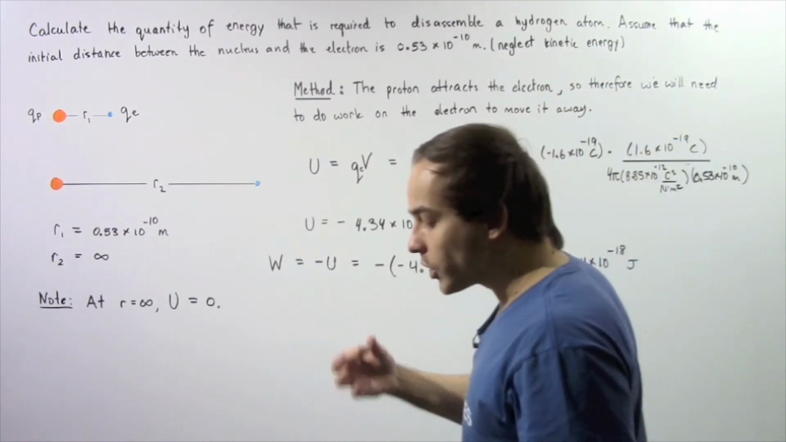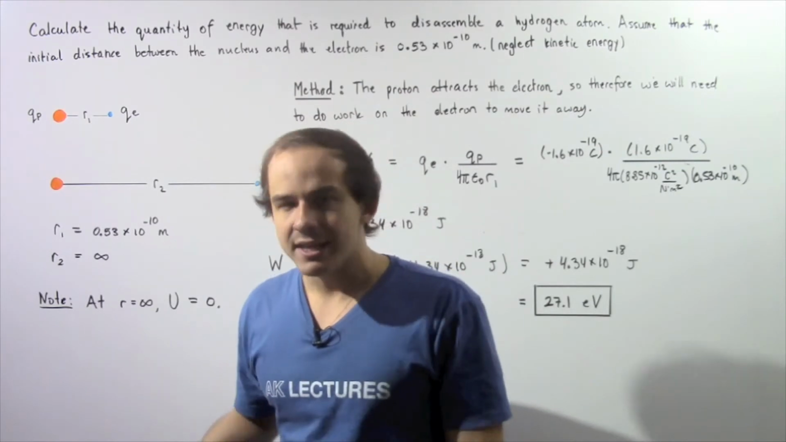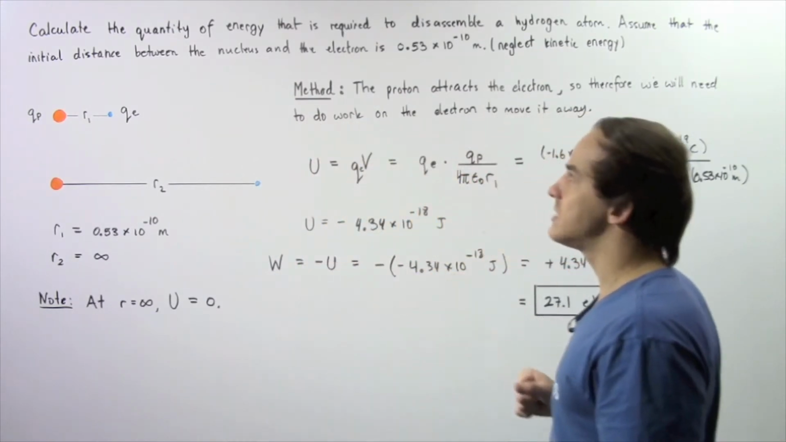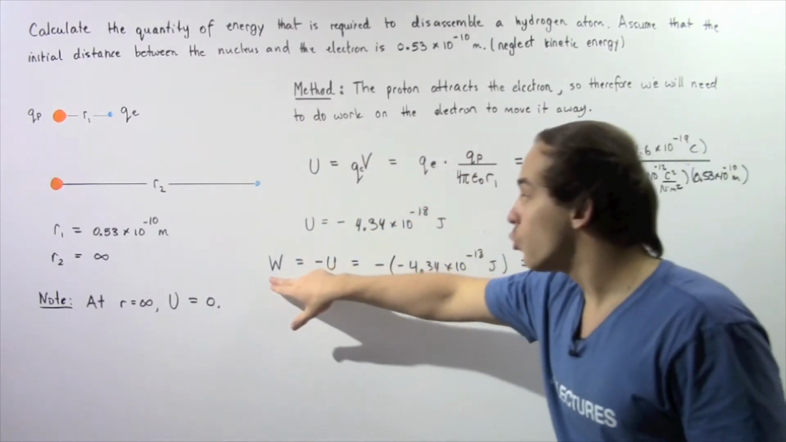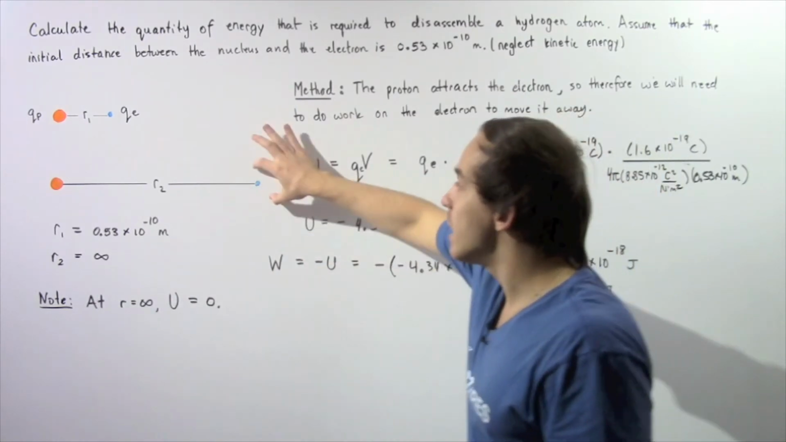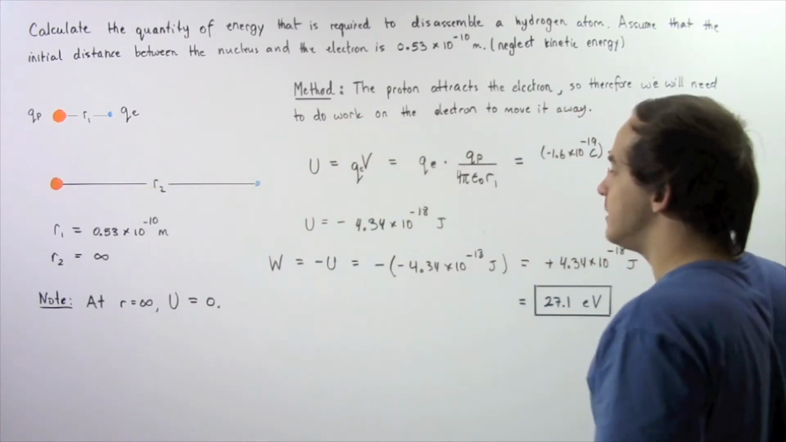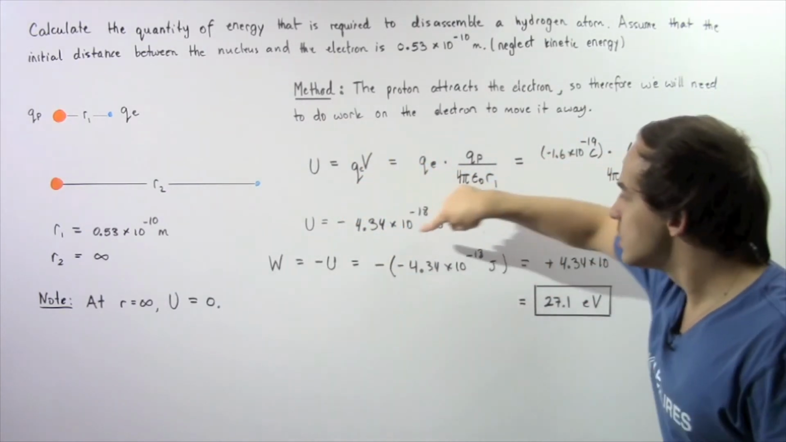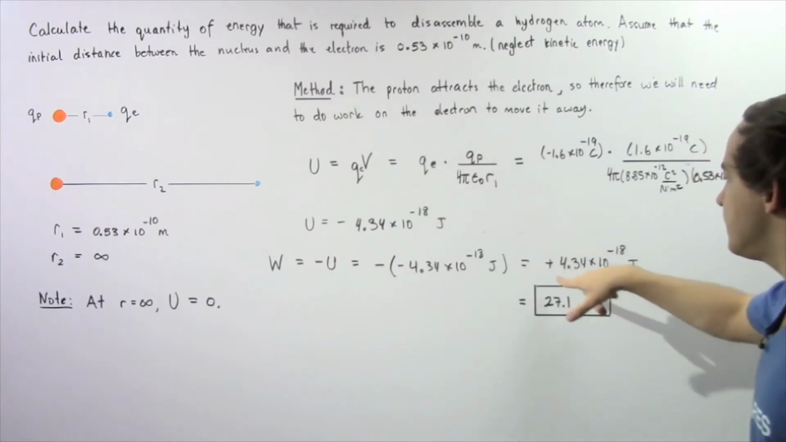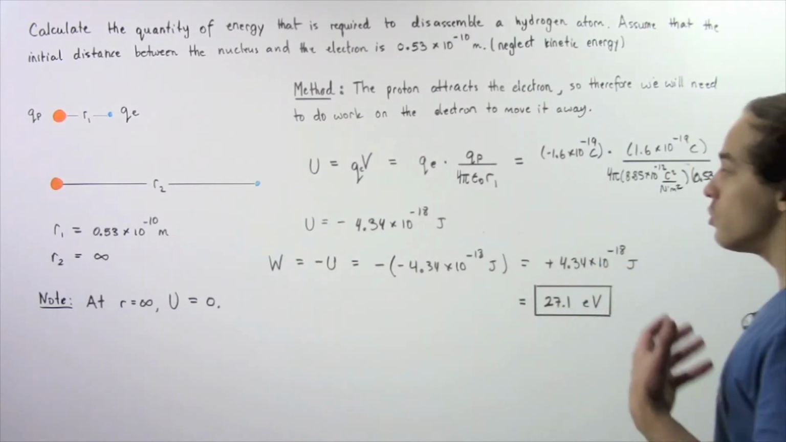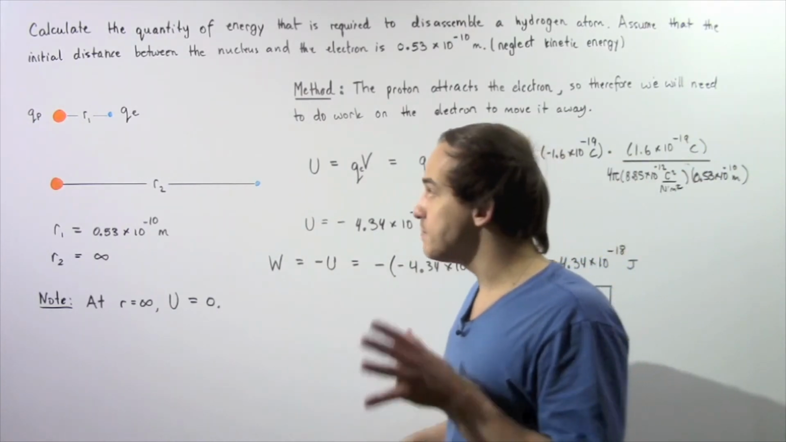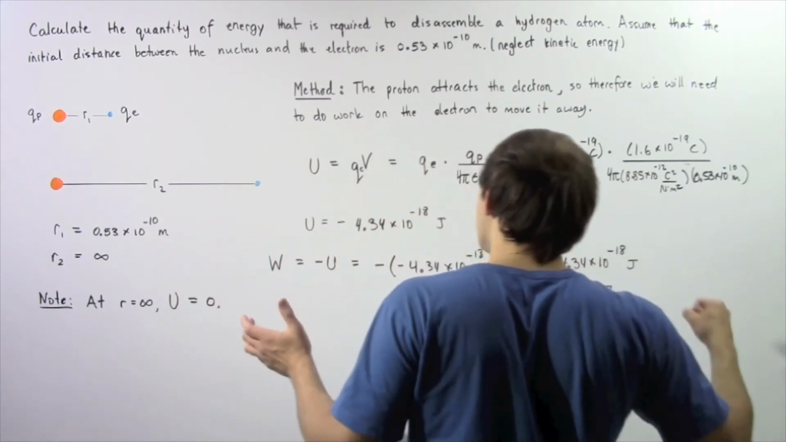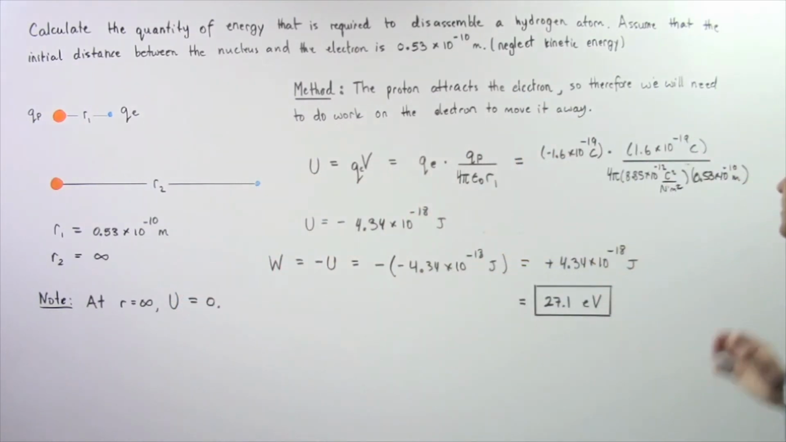Now, we know the work done is equal to the negative of our electrostatic potential energy. So the work that is required to be done on our electron to move it an infinite distance away is negative of this quantity. So negative multiplied by negative gives us a positive. So the quantity of work that must be done on the electron to separate it from our proton is positive 4.34 times 10 to the negative 18 joules.